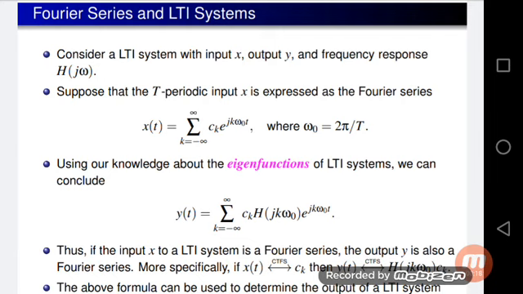Consider an LTI system, a linear time invariant system, with input x and output y, and frequency response H of j omega. The input is represented as x of t equal to the summation of k equal to minus infinity to infinity of a_k e to the power j k omega naught t, where omega naught is equal to 2 pi by T. These are the related formulas of LTI systems.